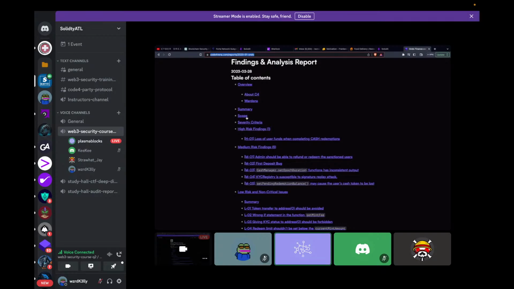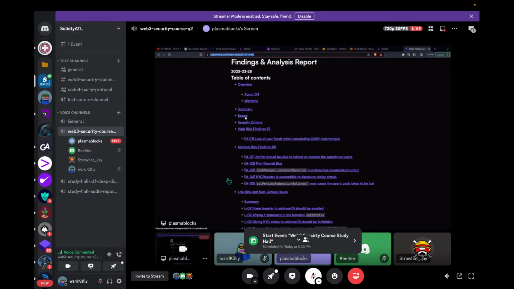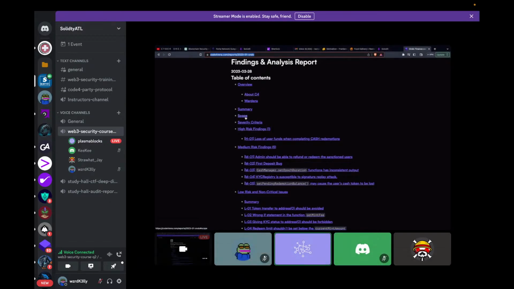The next section is defining the scope of the audit. So what actual files they care about, because when protocols get audits, they're not necessarily getting all of their code audited. It may be a specific feature or a specific subset of their code. So usually the scope is included: here's what we're actually auditing, here's what we want you to audit.